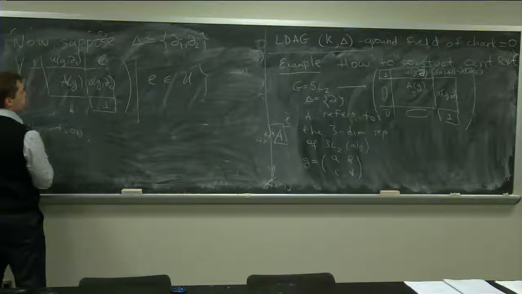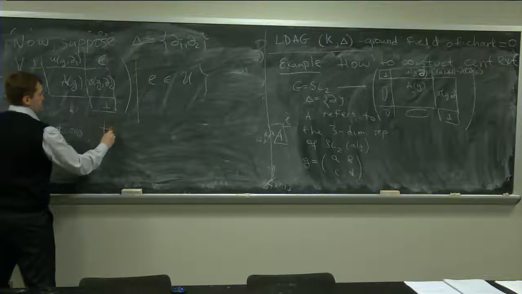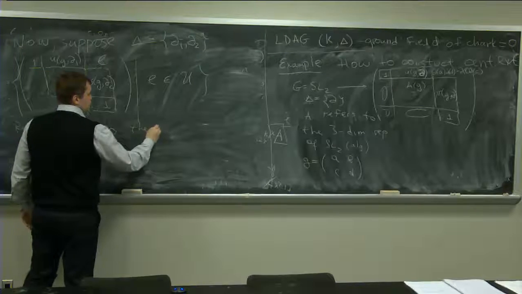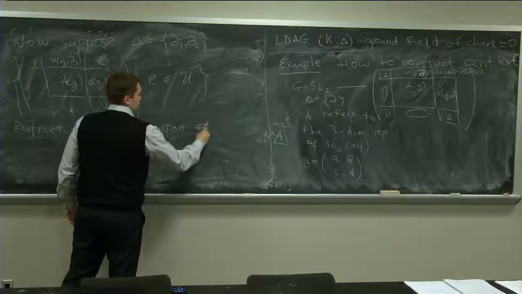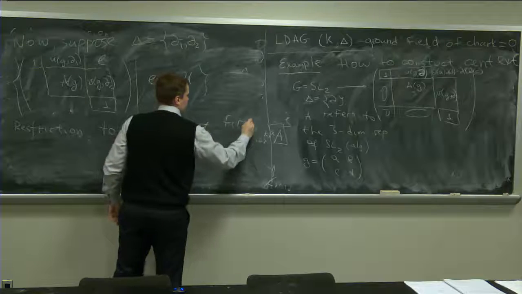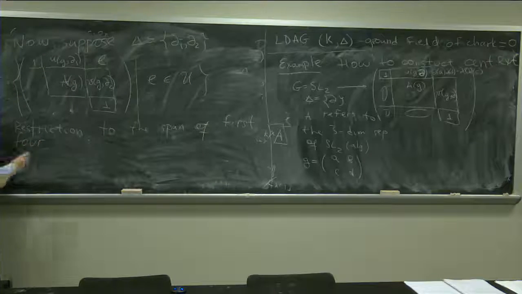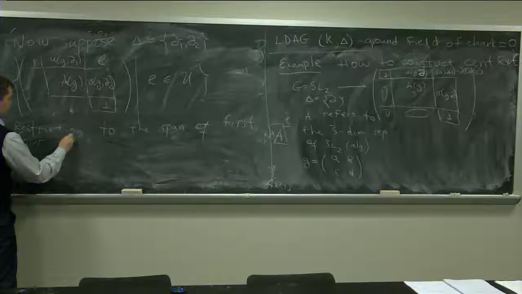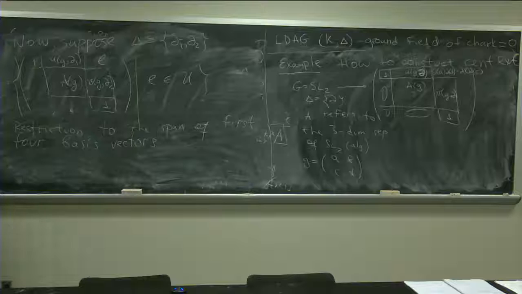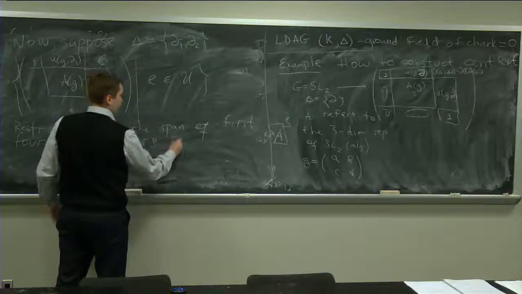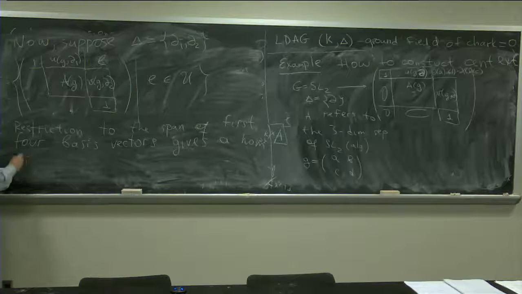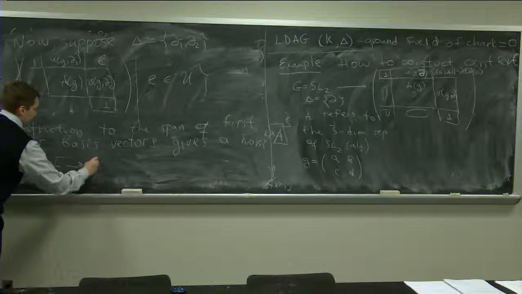So the restriction to the span of the first 4 basis vectors gives us a homomorphism, denoted by, say, pi, from E to PSL2. It's clumsy, I know.